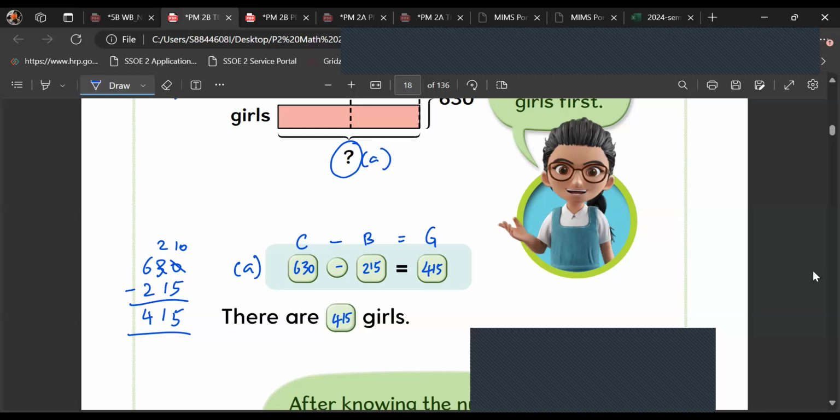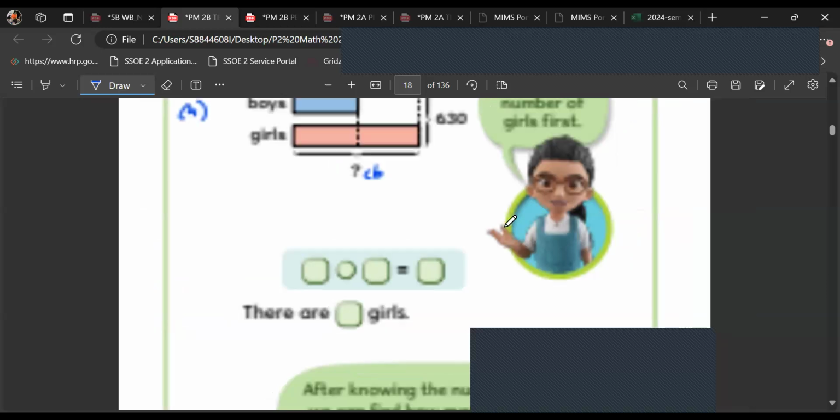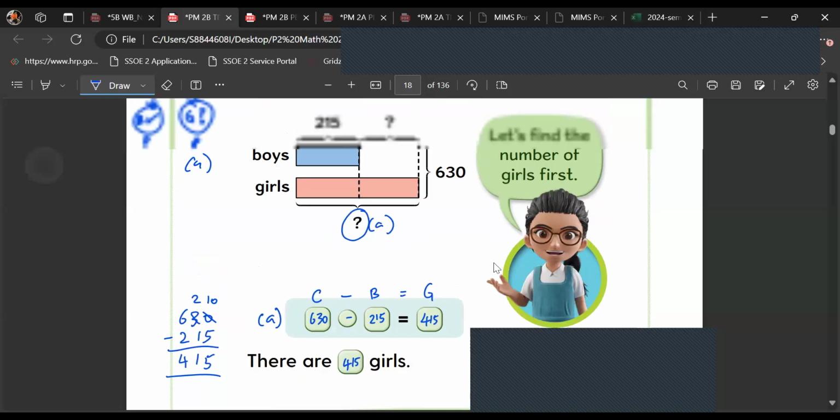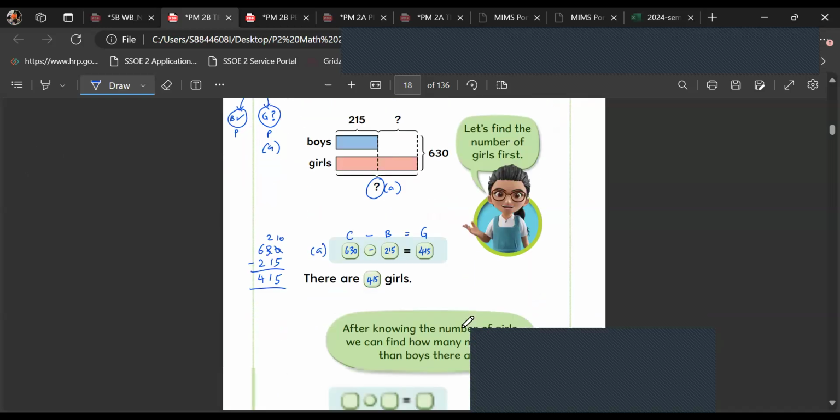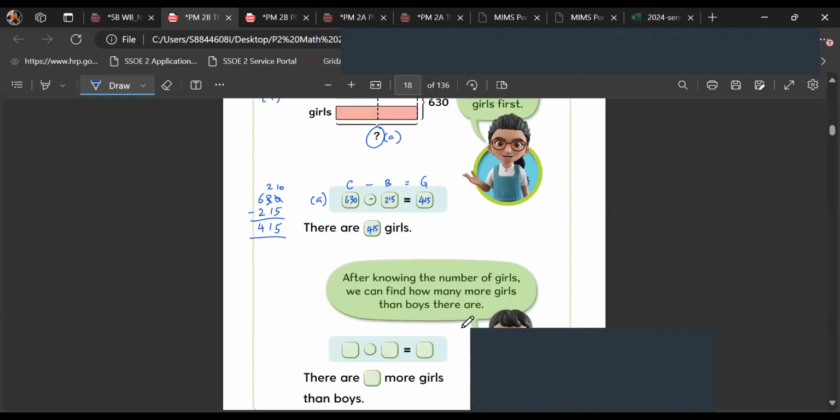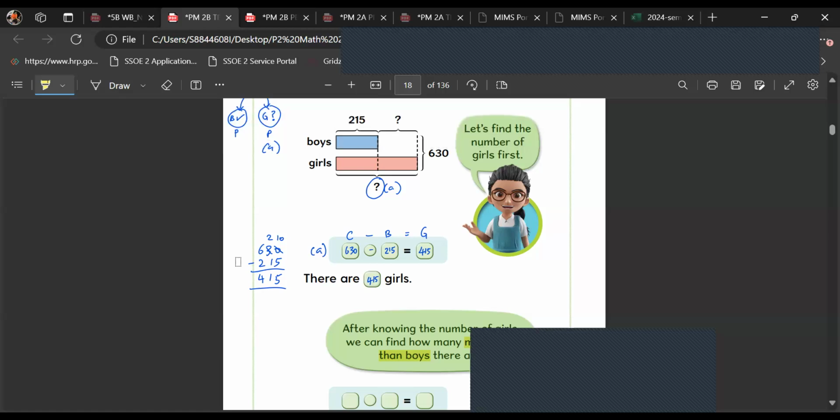Not yet. You only saw the first step. Yes. So we need to solve the next step. The next step says I need to find, after knowing the number of girls, we can now find how many more girls than boys. So I've done the first part. I can now find the second part, which is here. And you realize that this part here is the question mark here in the model.